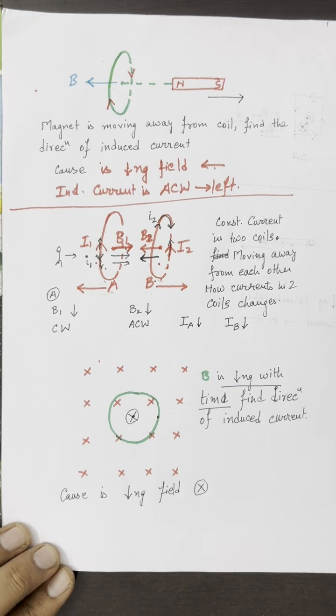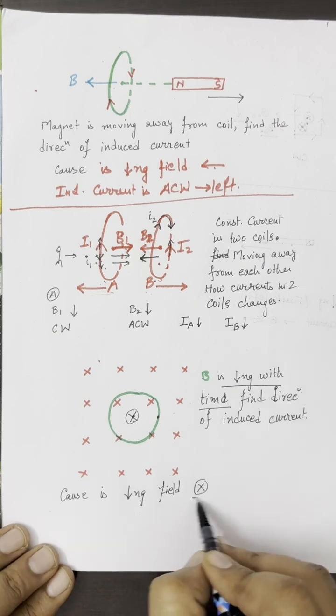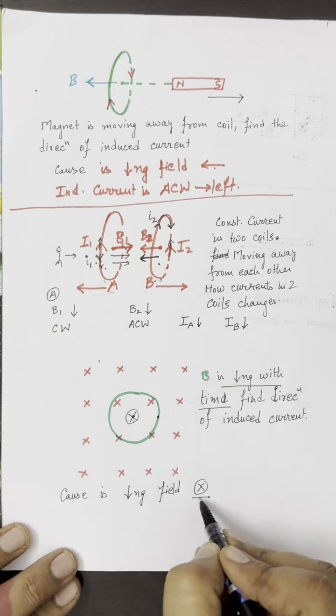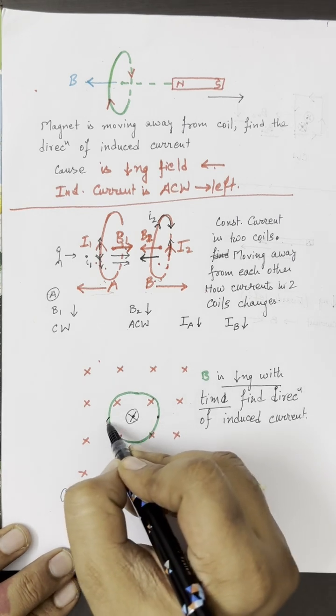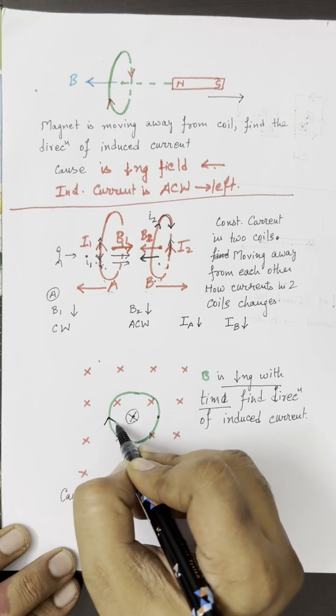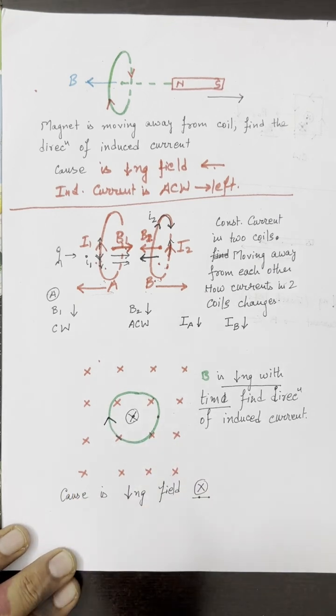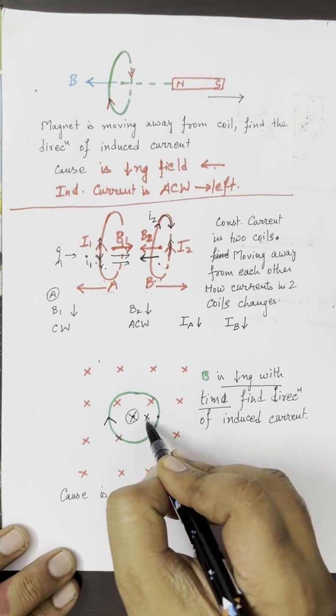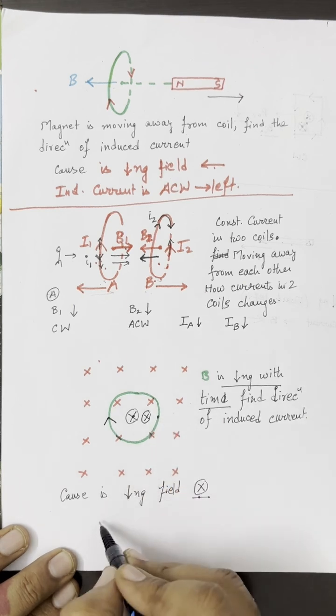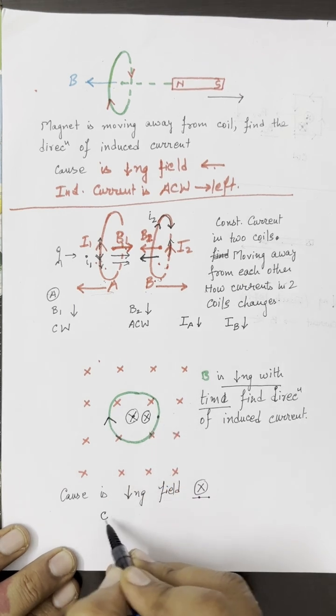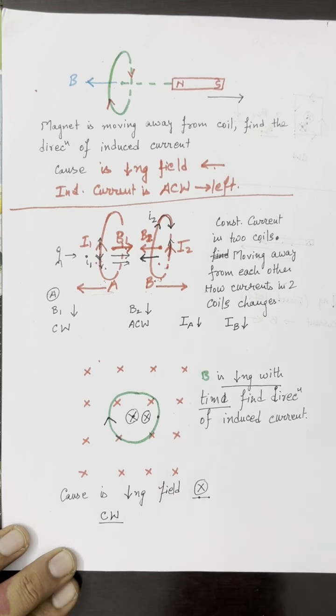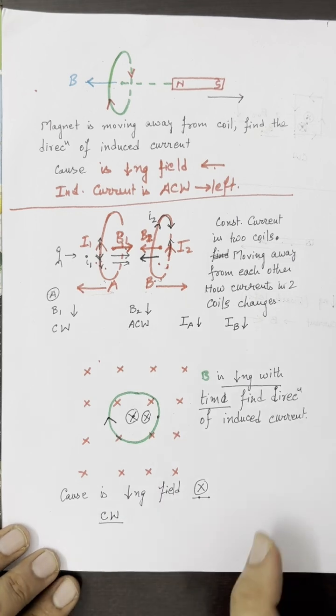So the induced current will be producing a magnetic field into the paper. If the induced current is in this direction, it will produce a magnetic field into the board. So it will be in the clockwise direction. The induced current will be clockwise.